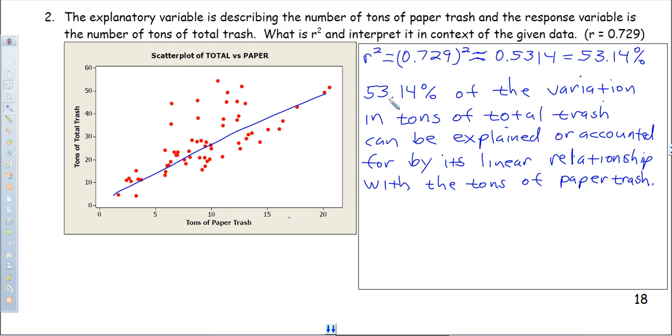Well, if 53.14% of the variation is explained, then how much is not explained or accounted for? So we need to subtract this from 100. So let's subtract that. This leaves 46.86% of the total variation, or the variation unexplained.